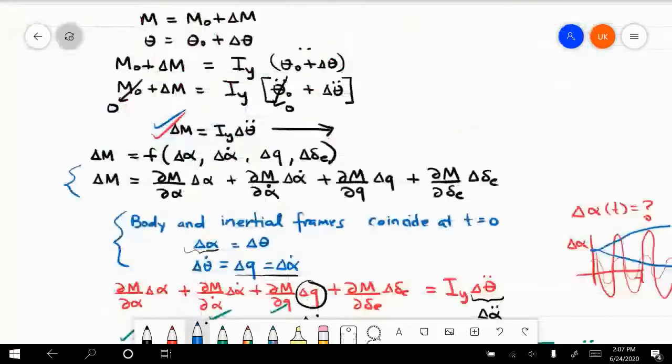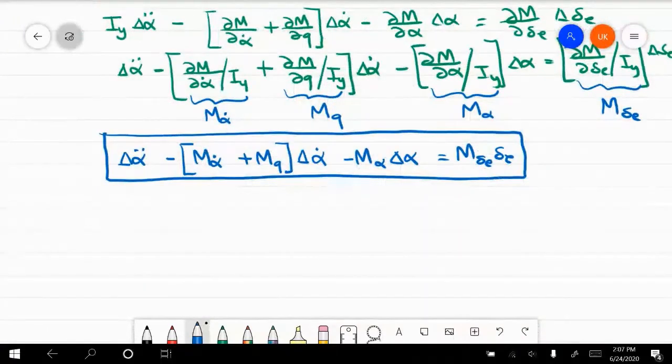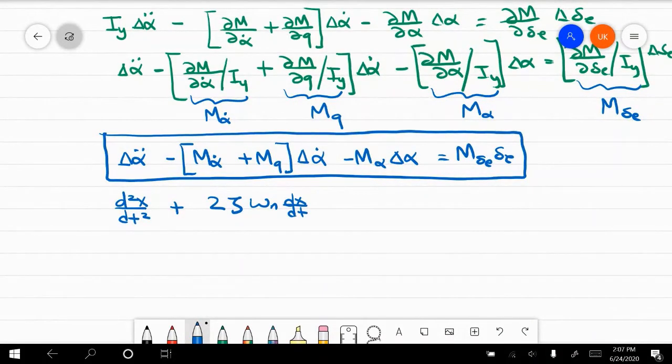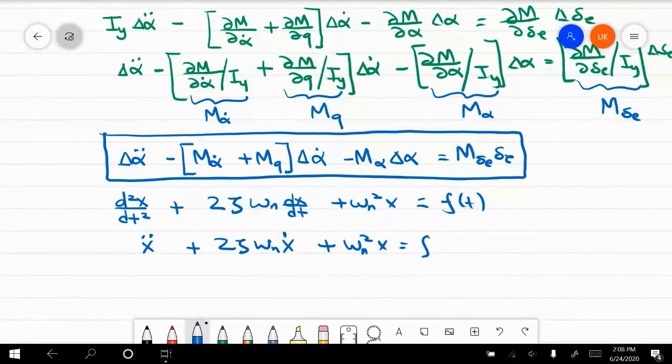So let me copy and write that equation so we can make the comparison easily. So we have the second derivative of x with respect to time plus 2 zeta omega n dx/dt plus omega n square x equals f(t). Let me again use dots to rewrite this equation. This would be x double dot plus 2 zeta omega n x dot plus omega n square x equals f(t). So what can we conclude?